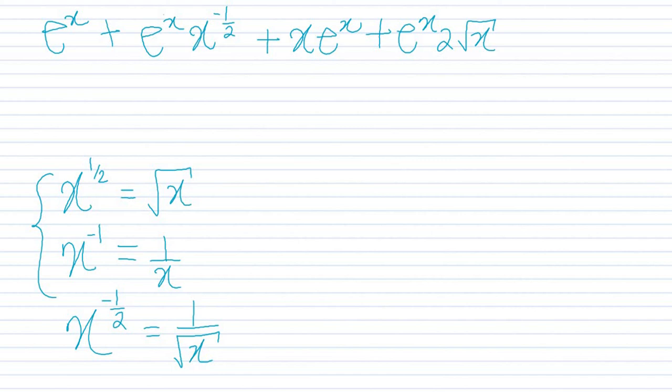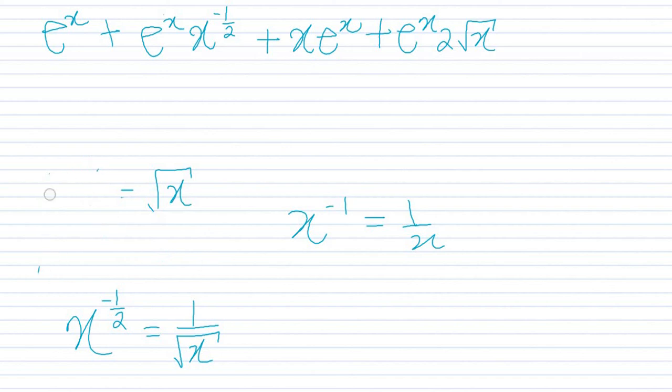So x raised to the power negative 1/2 is the same thing as the reciprocal of the square root of x. Just like x raised to the power negative 1 is the same thing as 1 over x, in the same way x raised to the power negative 1/2 is the same thing as 1 over the square root of x. So now that we know that, we can happily work without much confusion, because we don't really like confusion, we like learning.